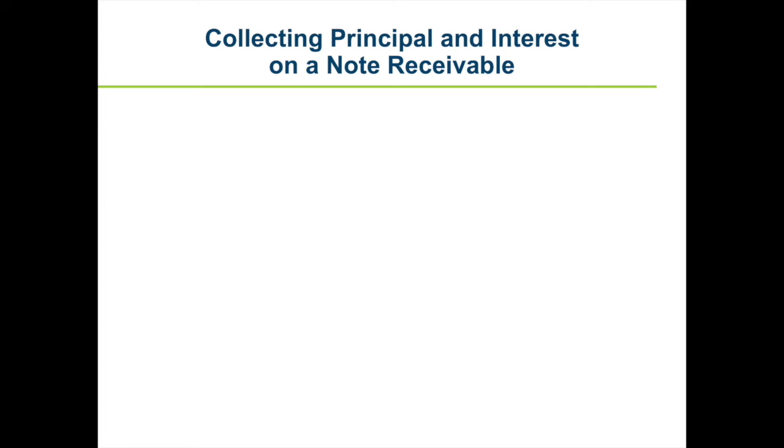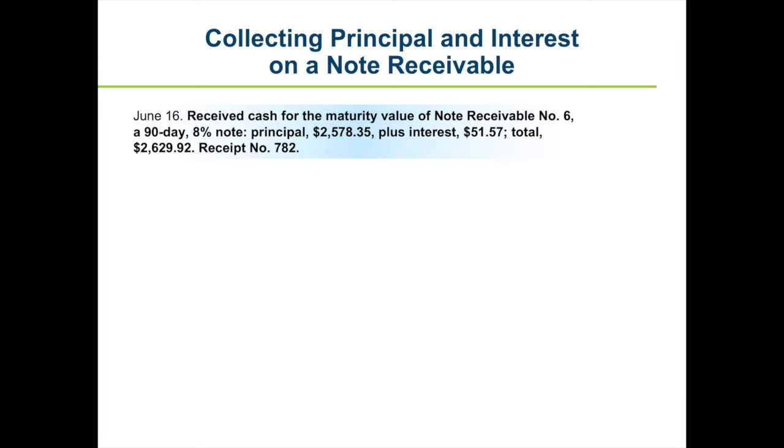Collecting principal and interest on a notes receivable. June 16, received cash for the maturity value of a notes receivable number 6, a 90-day 8% note. The principal was $2,578.35 plus interest $51.57 for a total of $2,629.92. Once you receive that, you give them a receipt.